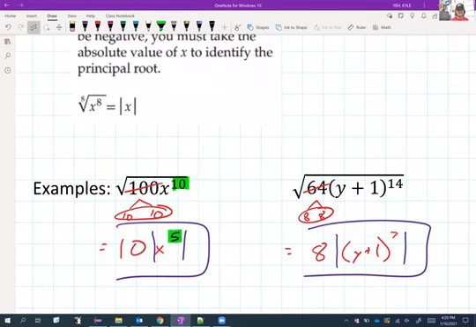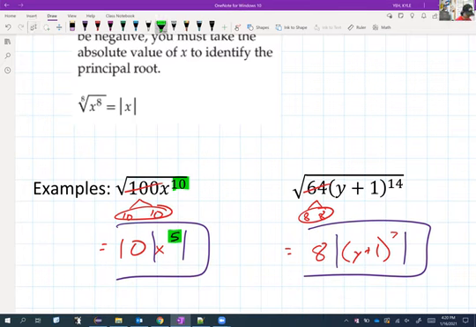All right, and hopefully you have worked those out. On the first one, I got that the square root of 100x to the 10th came out to be 10 times the absolute value of x to the 5th. Again, even to odd, so we made it absolute value of x to the 5th.